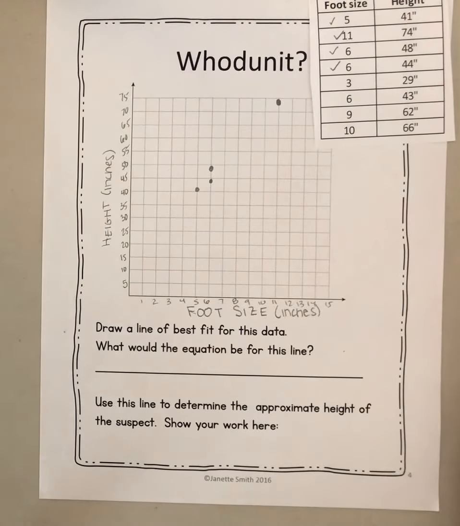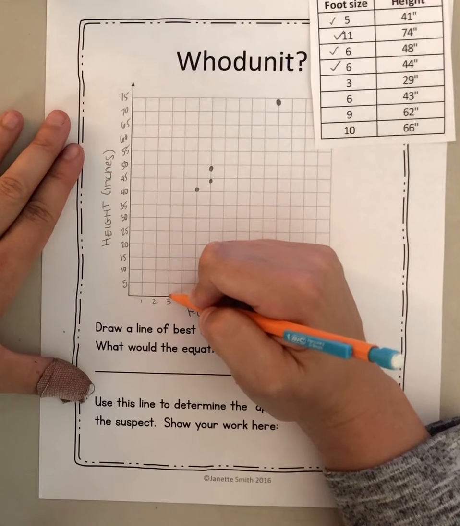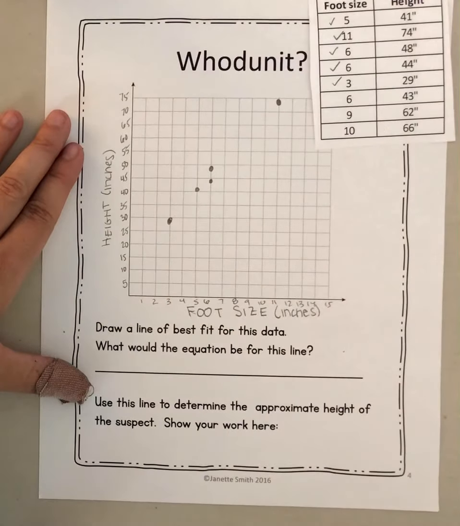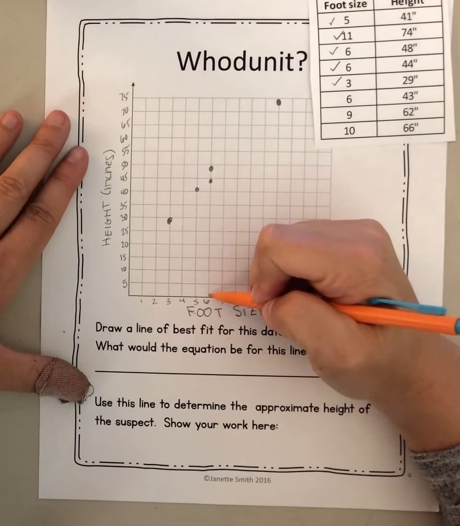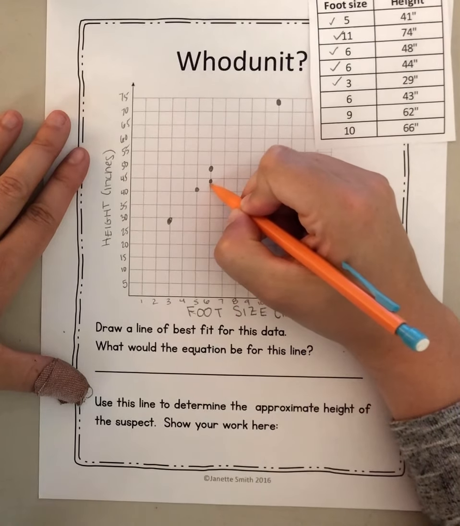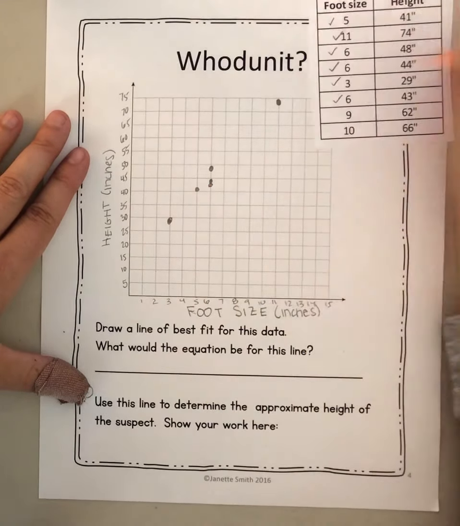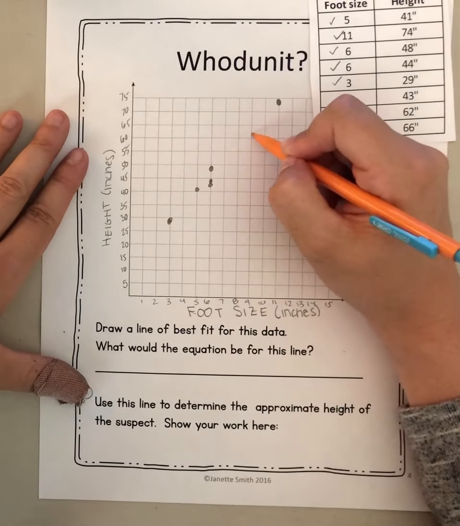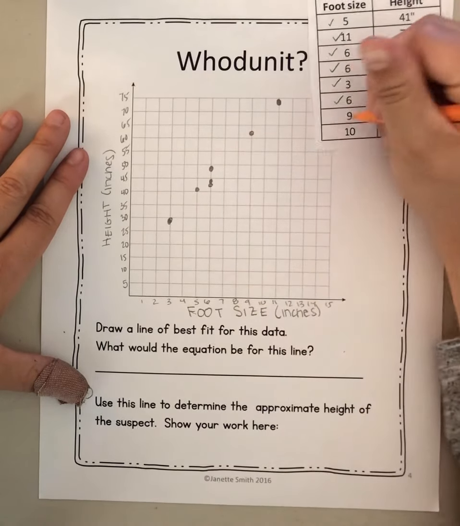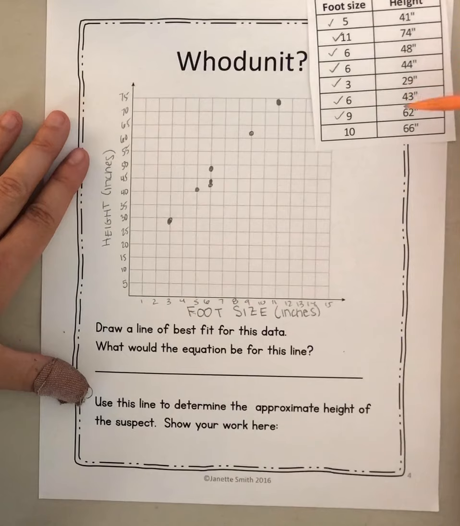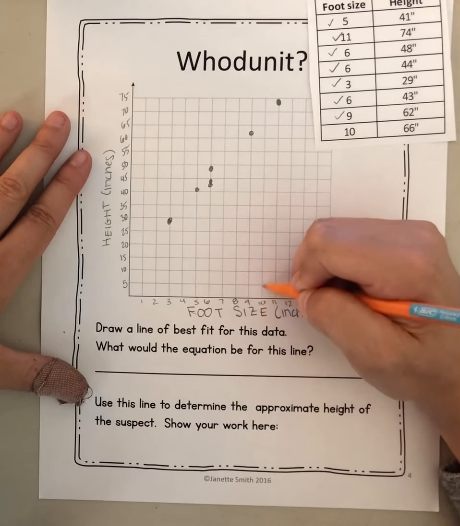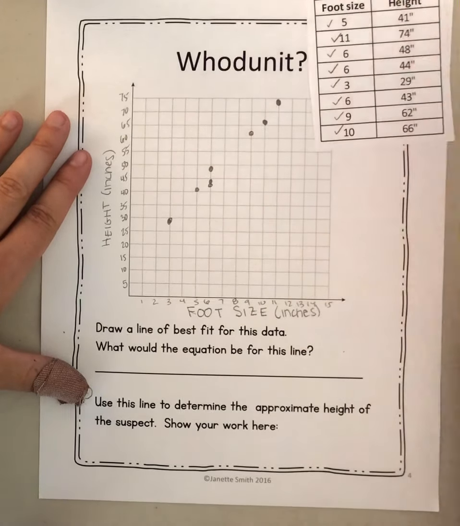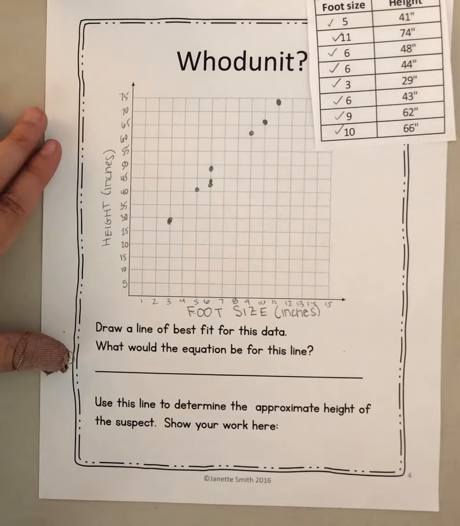Okay, now we've got somebody who has a foot size of 3, and their height is 29 inches. And another 6, so foot size of 6, and this person is 43 inches. Foot size of 9 is 62. That's close to my height. I'm 64 inches. Try to figure out where you guys would fit in this thing. And foot size of 10 is 66 inches, 5'6". Okay, so we have all of our data plotted.